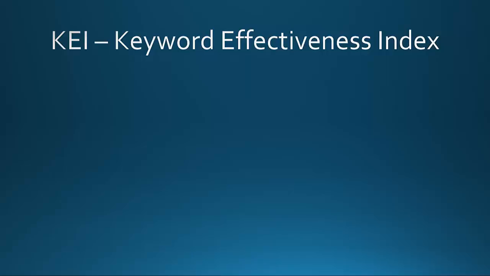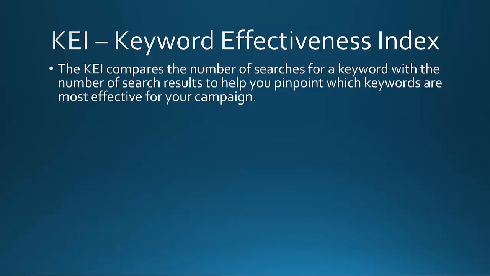KEI stands for the Keyword Effectiveness Index. After you've used these tools and come across some keywords, I would recommend putting them into a spreadsheet, so you have some ideas like, hey, this is a good keyword that I want to check out. The KEI compares the number of searches for a keyword with the number of search results to help you pinpoint which keywords are most effective for your campaign. The higher the KEI, the better the keyword.